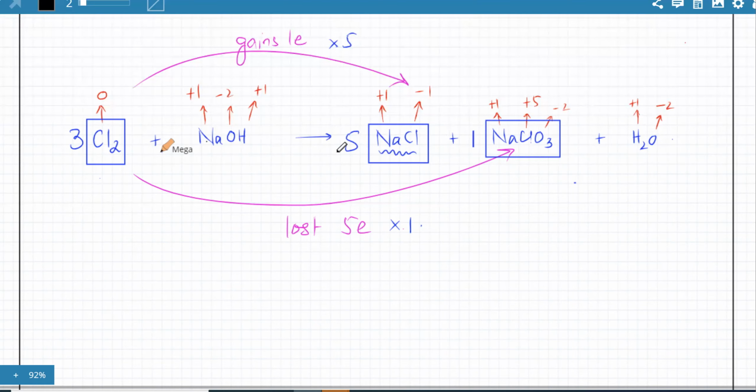How many Nas do you have? You've got 5 plus 1 over here, so that is a total of 6 NaOH. And you can balance H as well. Over here, you've got 6 H, so there should be 3 water molecules.